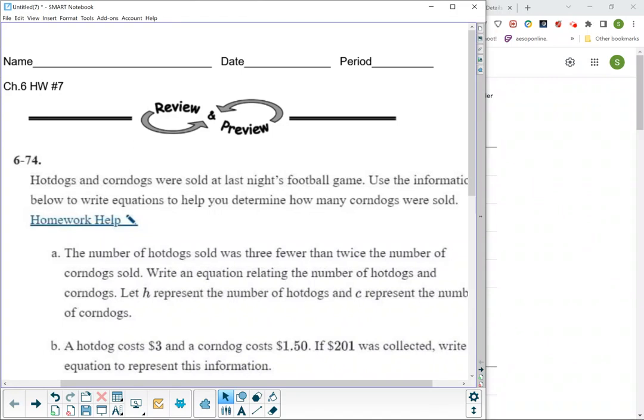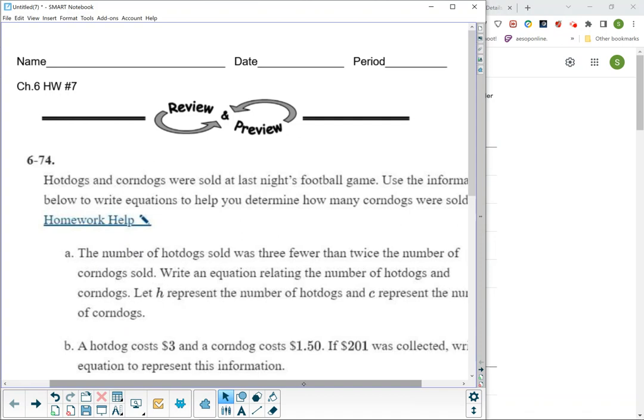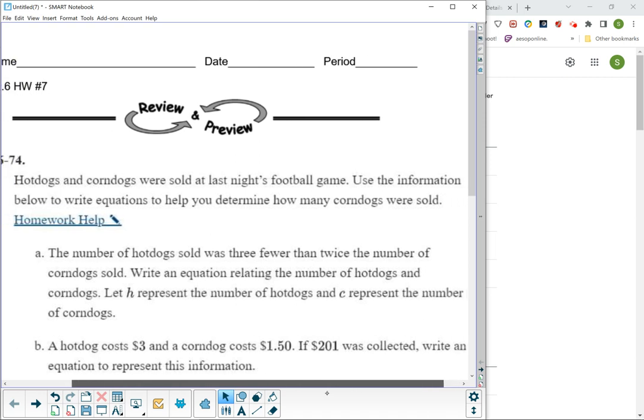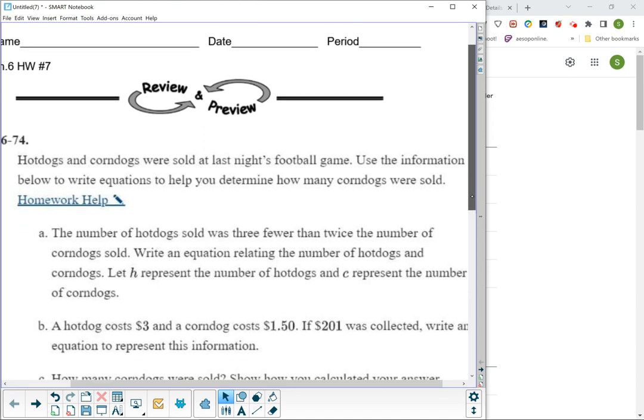All right, everyone. Welcome to homework number 7 for chapter 6. Starting with number 74. Hot dogs and corn dogs were sold at last night's football game. Use the information below to write the equation to help you determine how many corn dogs were sold.